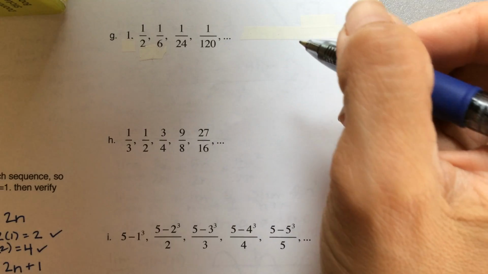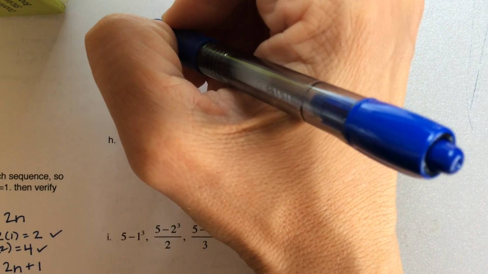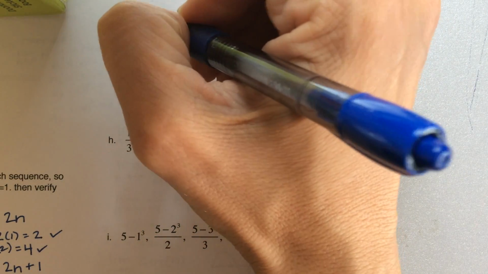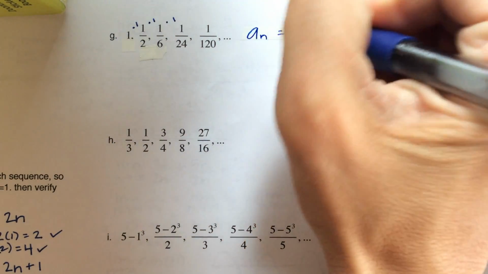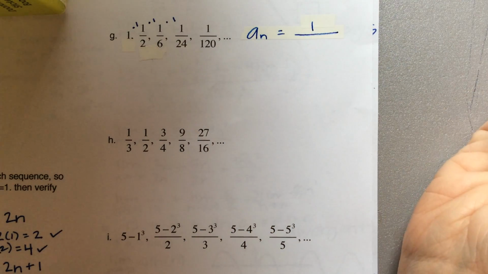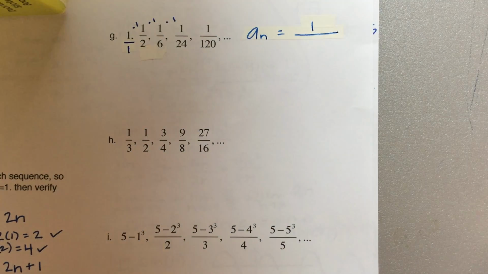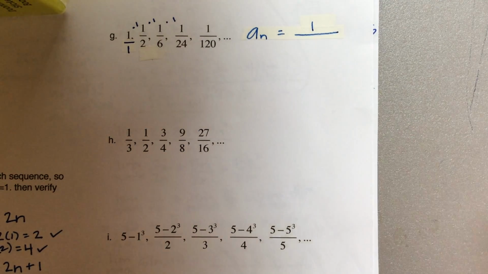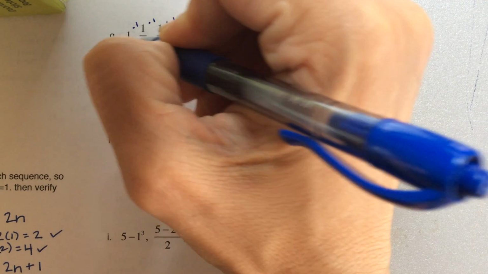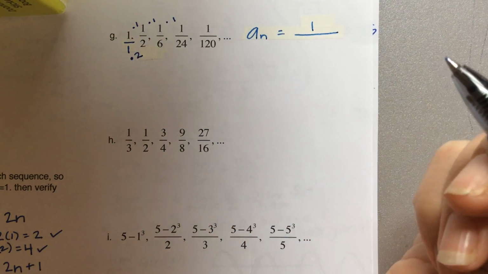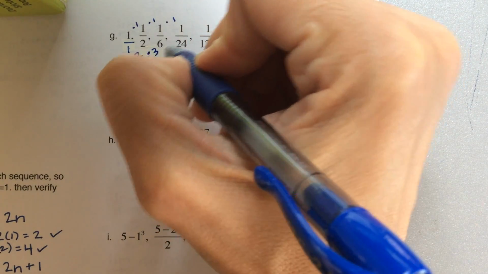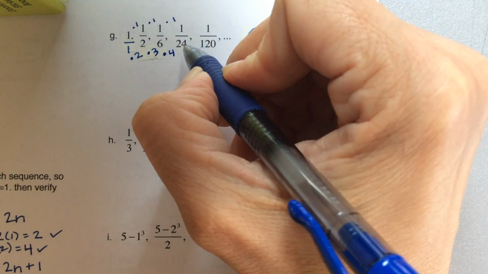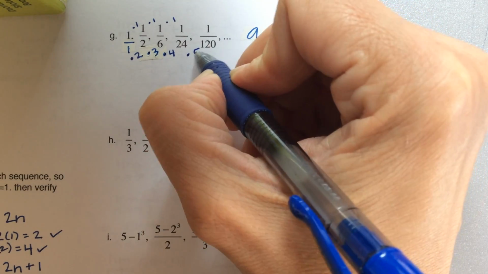Okay, so for letter G right here, we are going to first notice that we're just multiplying by 1 each time. So in the numerator, we will have a 1. And then in the denominator, we're going to notice this pattern. So first of all, I'm going to make my whole number a fraction, just hopefully so I can see it easier. And what I notice is that from this one to this one, I multiply by 2. And then from this one to this one, multiply by 3. This one to this one, multiply by 4. This one to this one, multiply by 5.